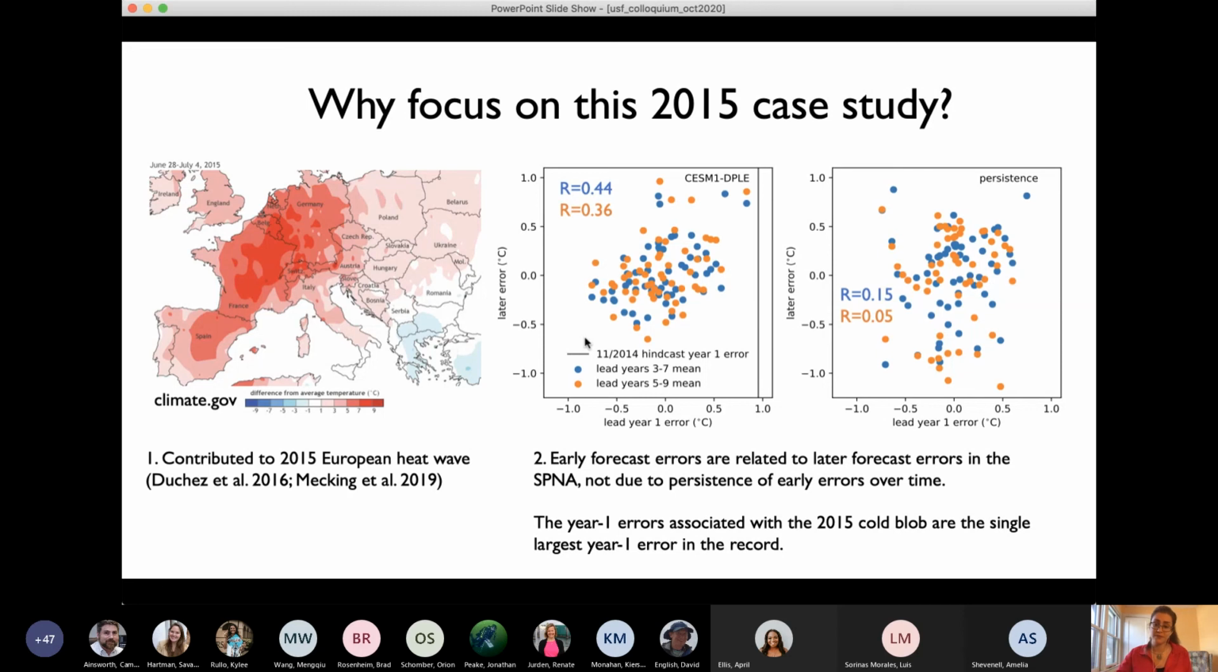This gray line here indicates the error in the subpolar North Atlantic sea surface temperature that occurred in 2015. This event was the single worst prediction for lead year 1 in the DPLE. And so it's worth it to try to understand what happened in this one event, because when we get out a few more years, we expect that our subpolar North Atlantic prediction will still be pretty far off.